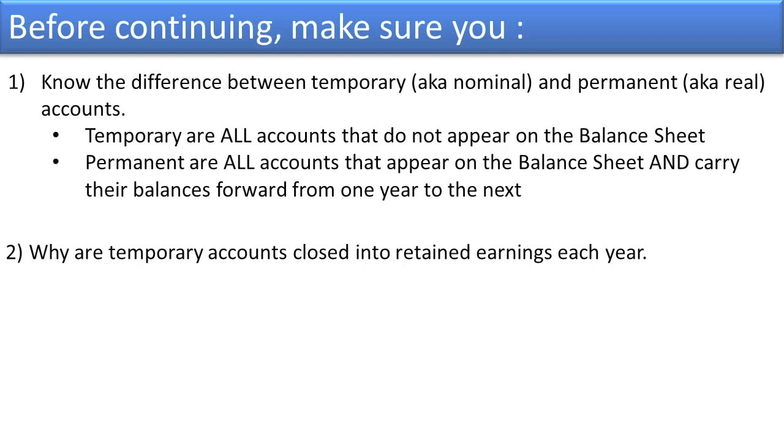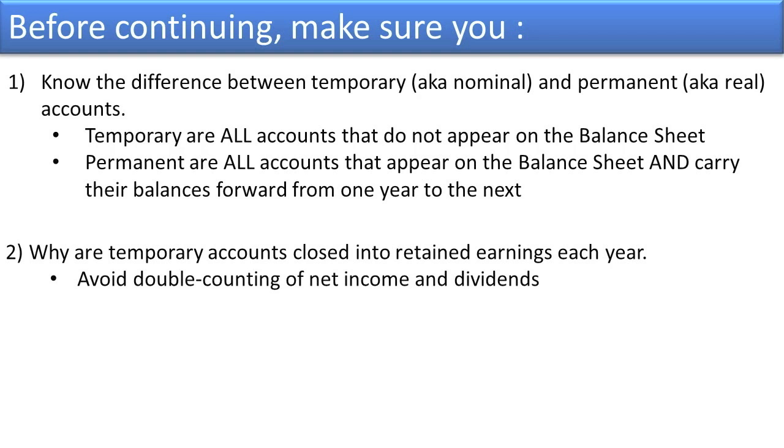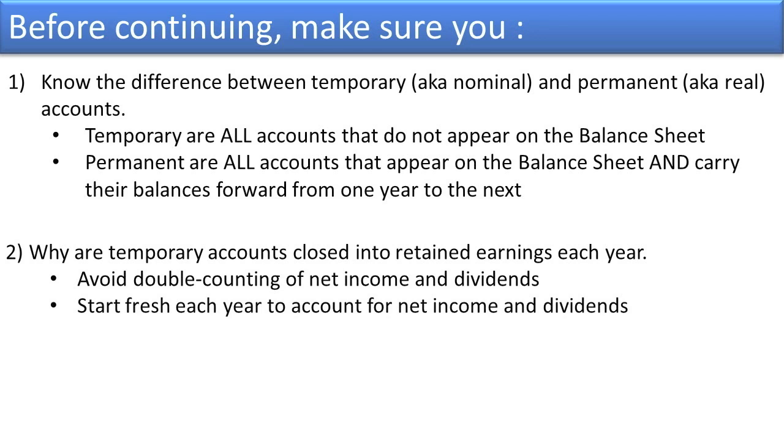You should also know why temporary accounts are closed into retained earnings each year. One reason is to avoid double counting of net income and dividends. Since all revenues and expenses, which create net income, are closed every year, and dividends are closed every year, when the new year starts, it's like a new football game. You start with zeros, and you keep track of how you did in that year. It's like each year is a game, and each year begins with zero. It allows you to start fresh each year to account for the net income and dividends just for that year.